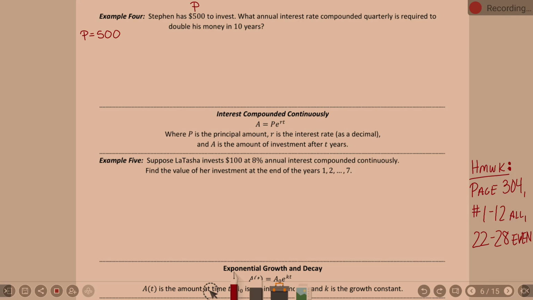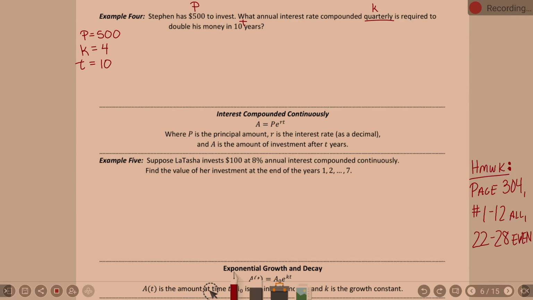Okay. Compounded quarterly. How many times a year is quarterly? Something that happens quarterly happens 4 times a year. T is 10. Okay, 10 years. K is 4. A is 1,000. I don't see a 1,000 in this problem. But she's telling me A is 1,000. That makes it double. Are we seeing this?